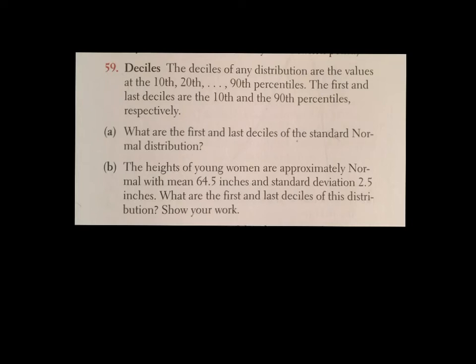Okay, so for this problem, we're going to talk about percentiles. Percentiles are literally just the percent that we're shading of the standard normal curve from left to right. It says the deciles of any distribution are the values at the 10th, 20th, so on and so forth, 90th percentiles. So we're going up by a decile, which is just the number 10. The first and last deciles are the 10th and the 90th percentiles respectively.